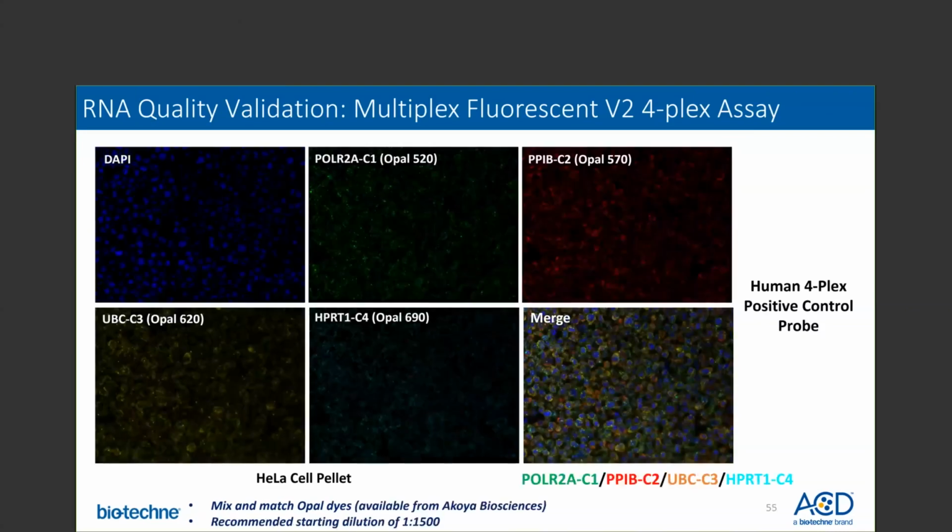On this slide, we have the same samples and assay as before, but stained with the 4-plex positive control probe. Here, POLR2A-C1 is detected with Opal 520 dye, PPIB-C2 with Opal 570, UBC with Opal 620, and HPRT with Opal 690. By running the 4-plex control, you can confirm RNA quality and ensure that you're observing the expected staining for each housekeeping gene with the assigned fluorophore, and that the imaging and filter settings are optimal.